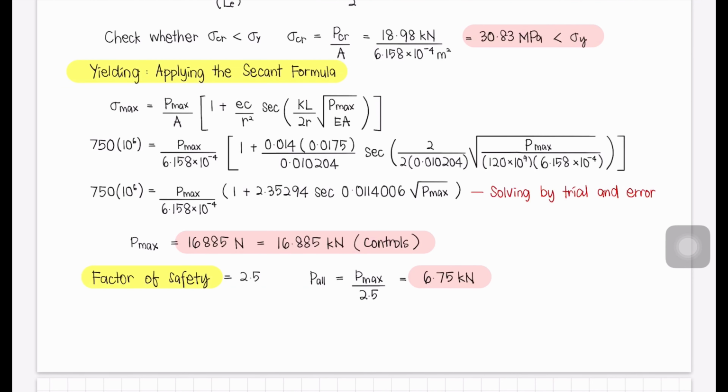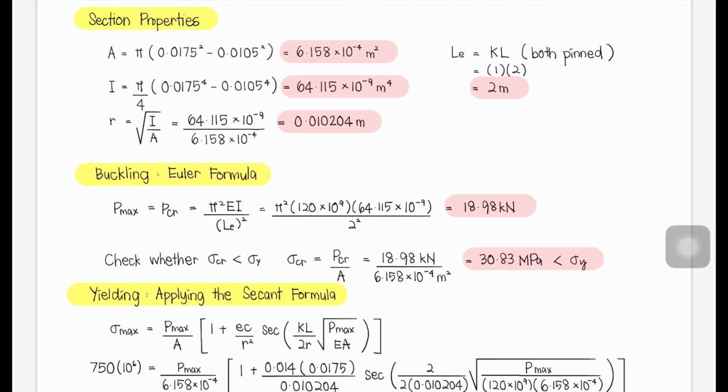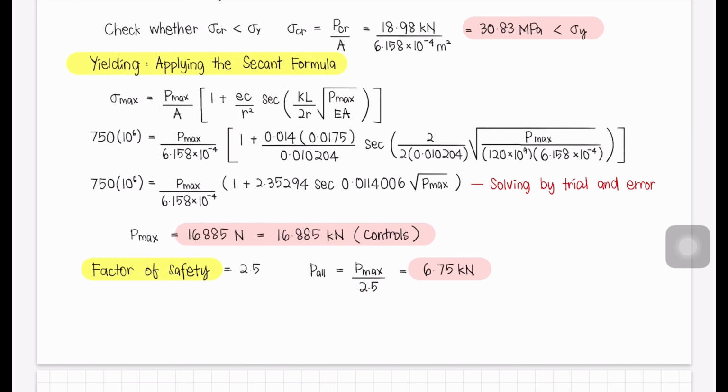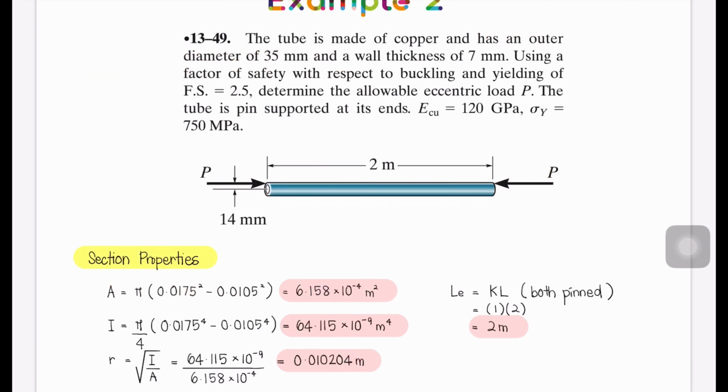Finally, after you get Pmax, Pmax is about 16.885 kilonewton. So it's below the sigma yield, and it's below the value from the buckling criterion, which is 30.83 megapascal. So that means this copper tube is safe for both criteria, buckling and yielding.